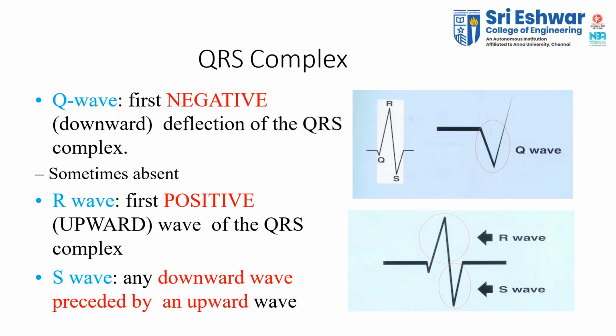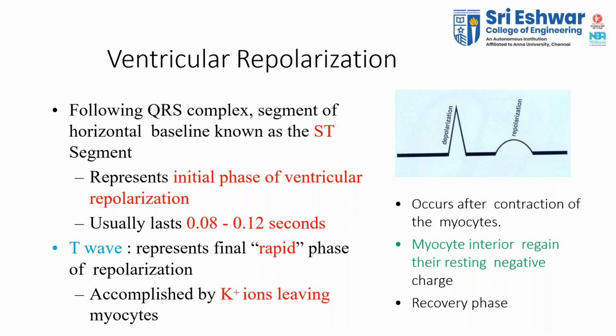And the QRS complex: what are Q, R and S? Q is the first negative waveform, called the Q waveform. In the QRS complex it is sometimes absent, because of its very small amplitude in the negative direction. The R waveform is a positive waveform, the upward direction of the QRS complex. S is again a downward wave preceded by the upward wave. This is your QRS complex. Next comes ventricular repolarization. Can you follow me? Am I fast?